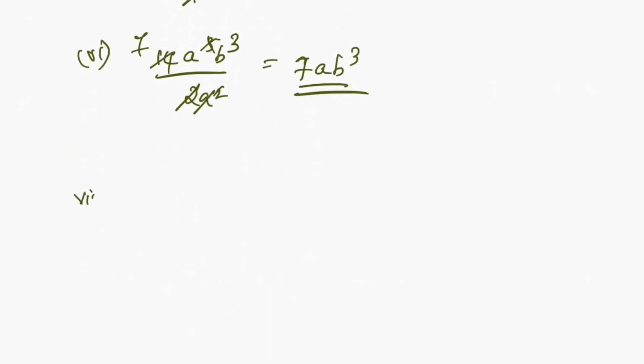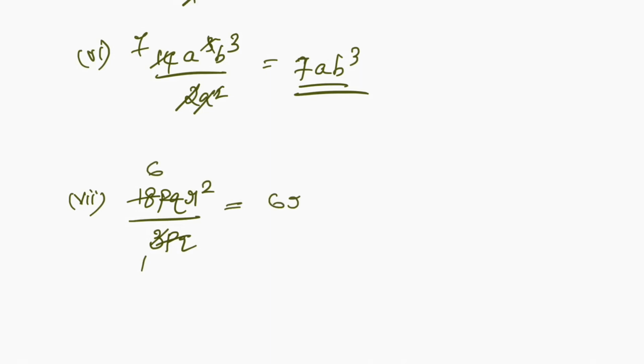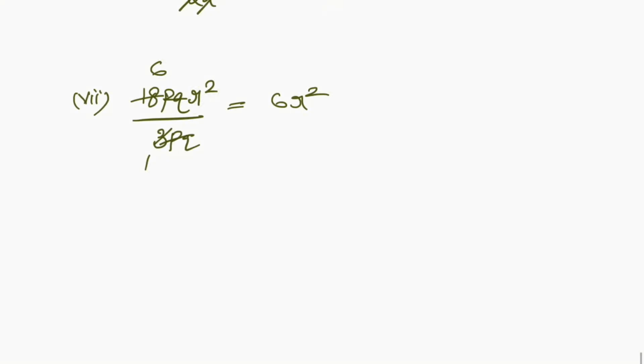Next one, the seventh one, 8p cube r square by 3p cube. P cube and p cube are getting cancelled. 8 ones are 8, 3 twos are 6. So you'll get 6r square as the answer here.